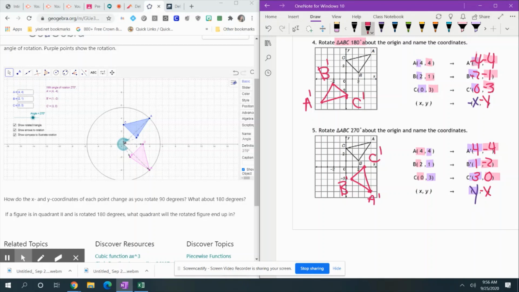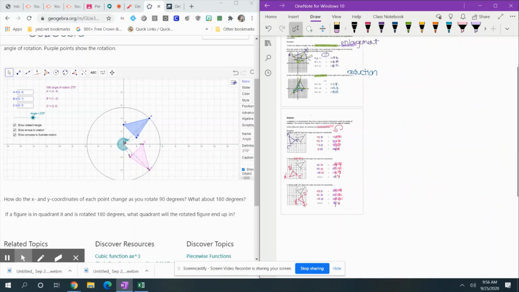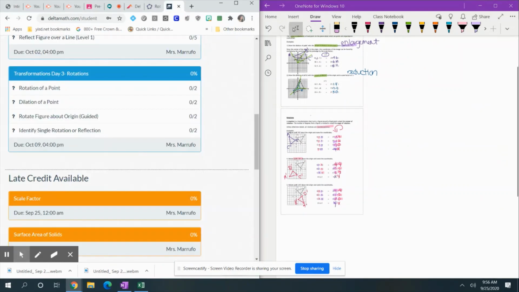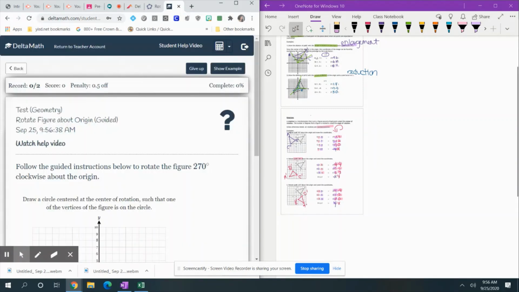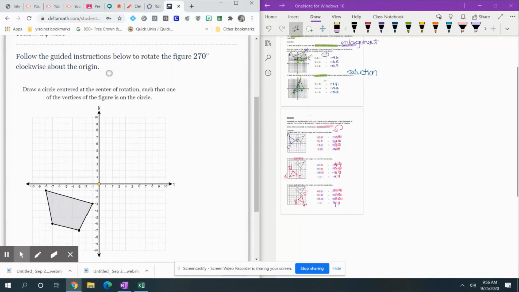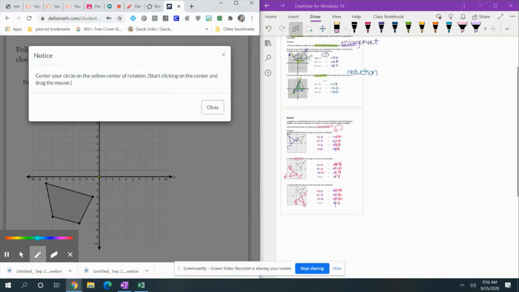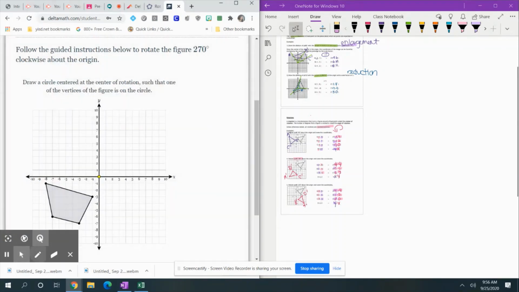And that's it. So I do want to go over one of the problems on your Delta Math because it is similar to this. It's this one. It says rotate a figure about the origin, guided. Okay, it does give you steps on how to do this. So it says follow the guided instructions below to rotate the figure 270 degrees clockwise. Okay, so it's asking you to go clockwise. On the other one, we were doing counterclockwise. This time we're going clockwise. So going clockwise is in this direction. And we're going 270 degrees.